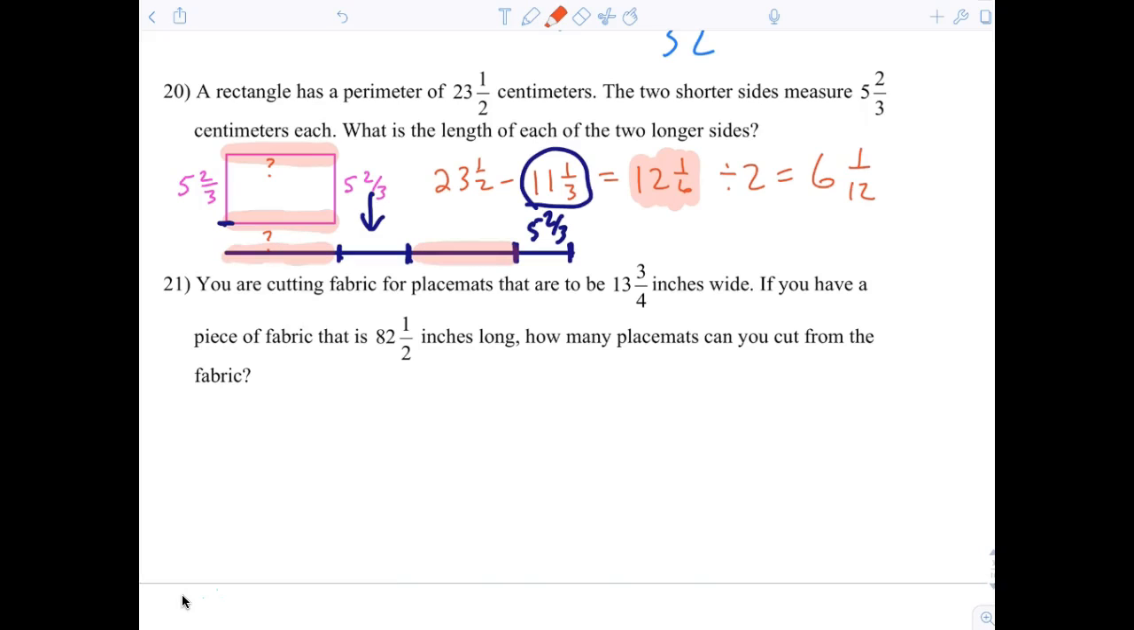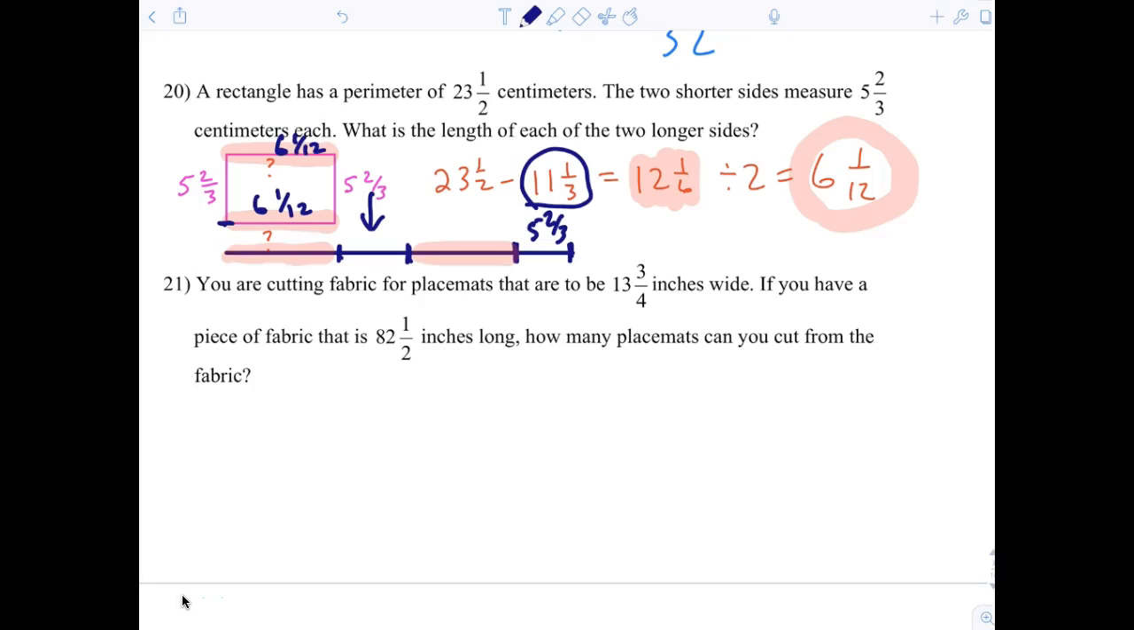Do you agree? So if I do 23 1/2 minus 11 1/3, that's what's left. Do you agree with that? Yes. And I only want what? So I divided by 2. Yes, so listen to me, kiddo. If this side now is 6 1/12, this side is also what? 6 1/12. You hear me on that?